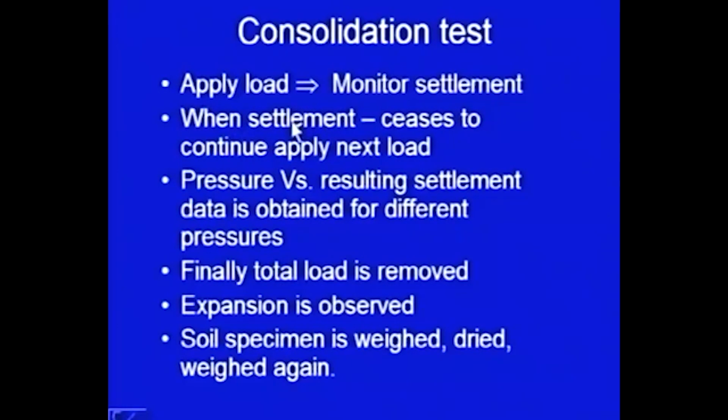Initially the settlements will be increasing very fast, but with time the rate of change of settlement will decrease. So, when the rate of change of settlement almost ceases to 0, or when the settlement is complete, then we apply the next pressure. From this, pressure versus resulting settlement data is obtained for different pressure values. Finally, the load is removed. You can also check whether there is some expansion after the removal of the pressure. Now, the soil specimen is taken out, it is weighed in saturated condition, then it is dried, and then weighed again.